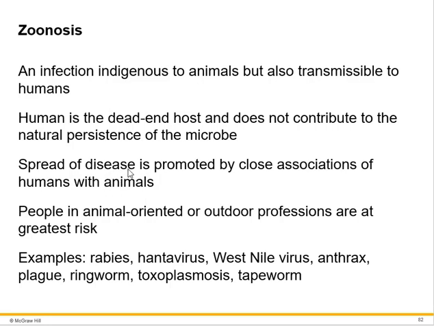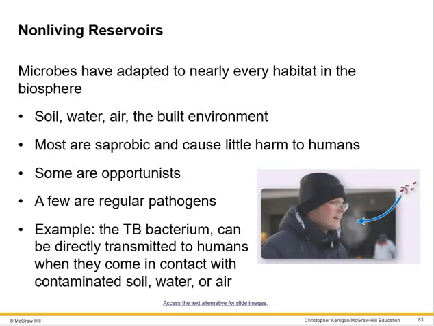or it could be spread from close associations between humans and animals, like on a farm or in an animal industry, like if you're working with a lot of livestock or chickens, it could be transmitted. And people who are animal oriented, like a vet, or who just love animals, or outdoor professions, are at greater risk for these types of infections.